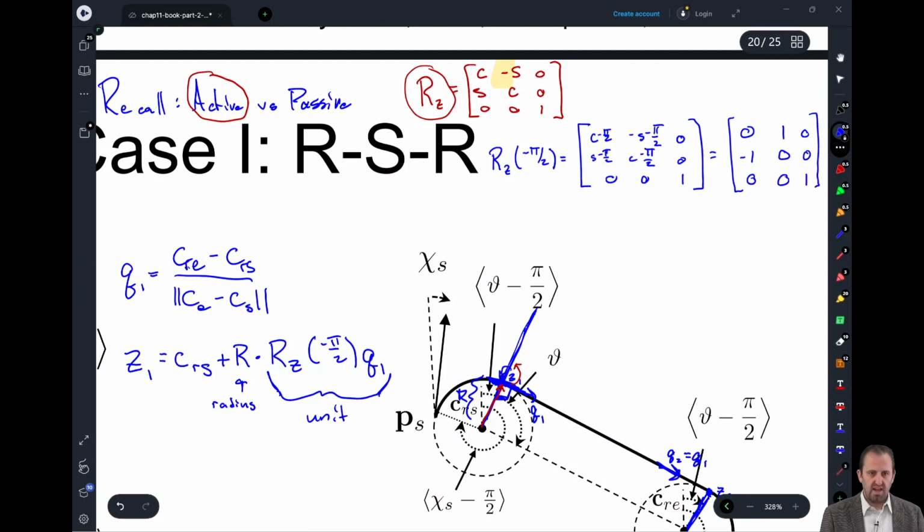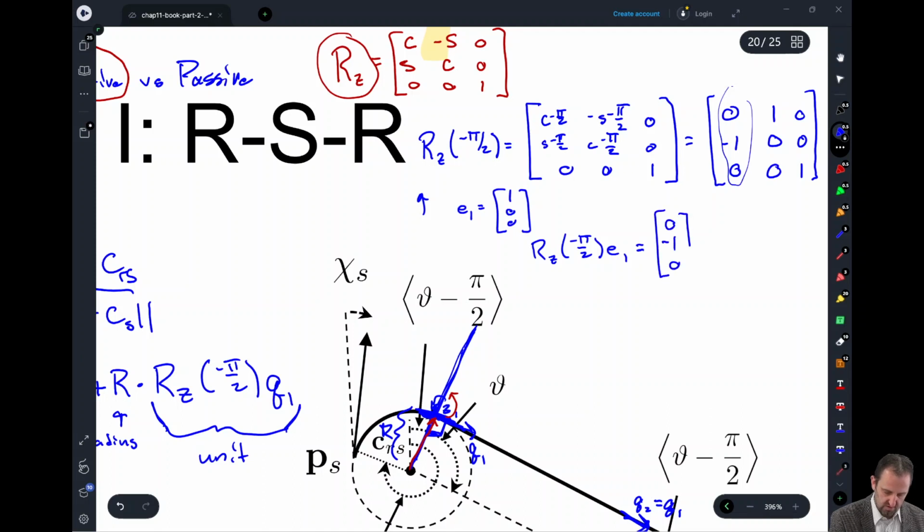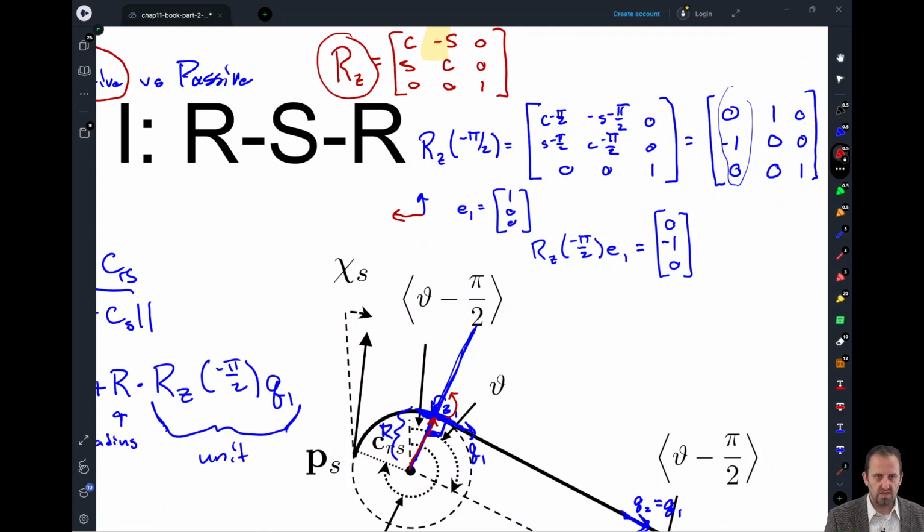Okay, and just to gain some intuition, say we have our vector E1, right? E1 is equal to 1, 0, 0, right? So it's pointing in the north direction. So it's pointing up. Okay, if we rotate it by RZ of negative pi halves times E1, it's just going to pick off that first column. So it'd be 0, negative 1, 0, which, after we've rotated it, is pointing in the negative east direction. So we get some intuition there.